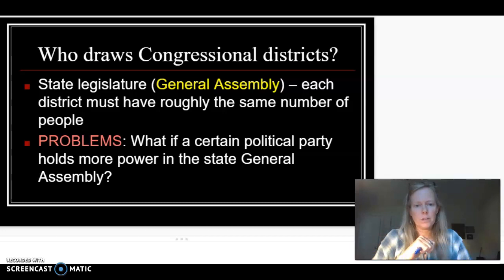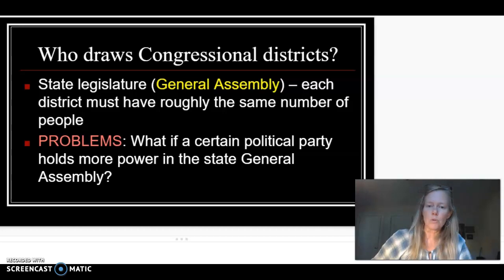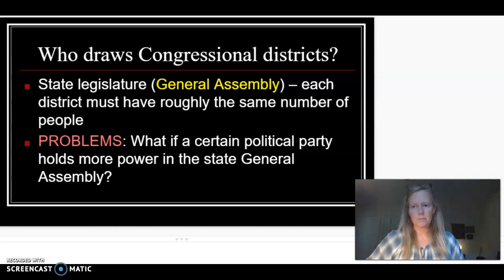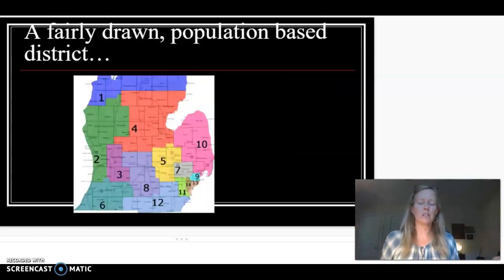So, problem. What if a certain political party holds more power in the state General Assembly? This definitely happened in North Carolina in 2010 when they did reapportionment. The Republicans had a majority, so they got to draw the maps. In a world where both political parties are super fair and they want to win on their ideas, they don't want to win because they had to rig the game, the districts would be drawn, populations would be roughly equal, and districts would look something like this.